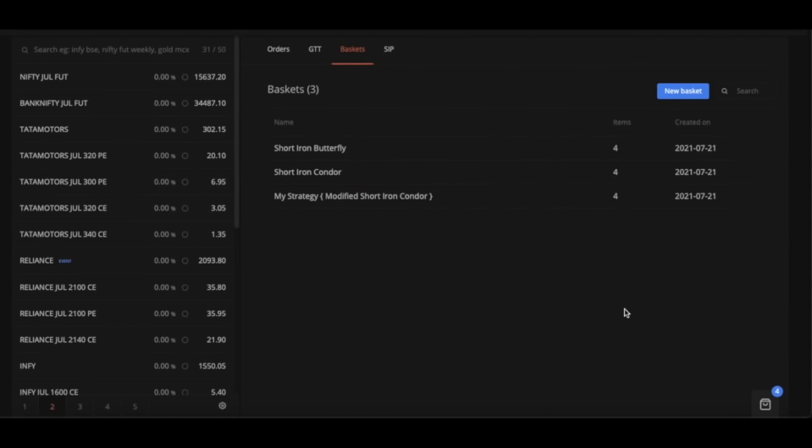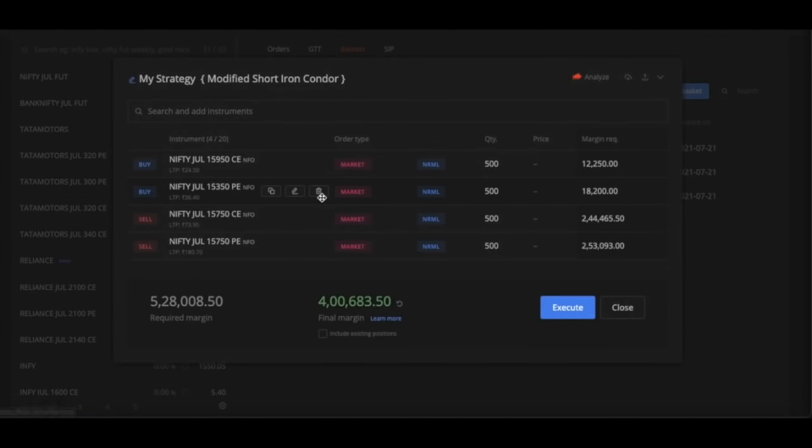Now let's go to my strategy. I don't have a name for this. It's a modified version of the short iron condor. For now, I will call it my strategy. Here, if you see, I have purchased the same strike prices of 15,950 call and 15,350 put, again the same 10 lots each. But what I have shorted here is 15,750 call and 15,750 put, which is two strikes away from current levels. Here, the margin requirement is slightly higher, that is 4 lakh rupees.